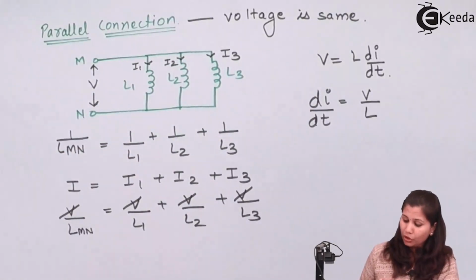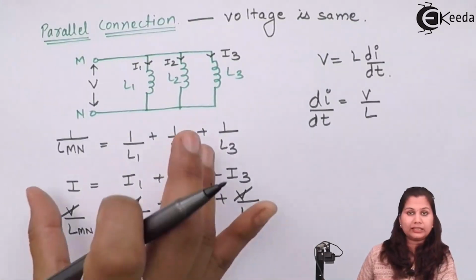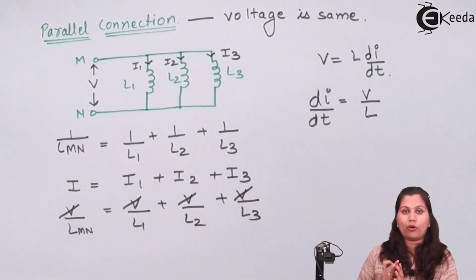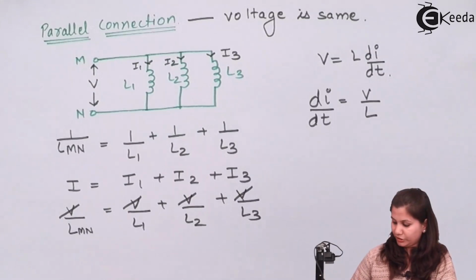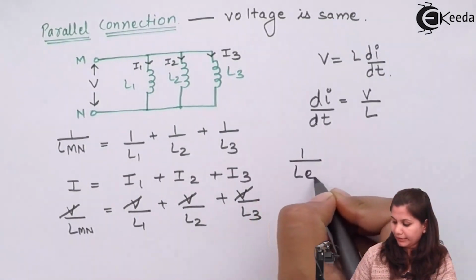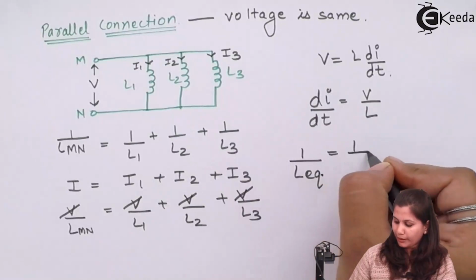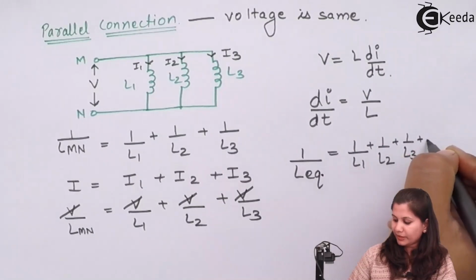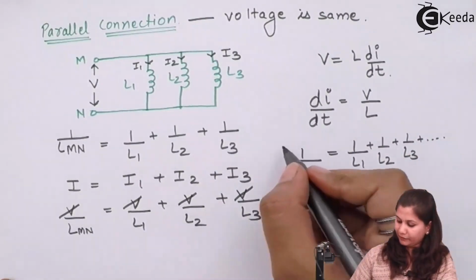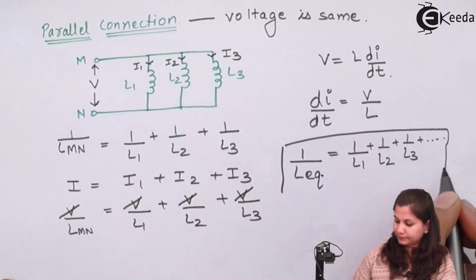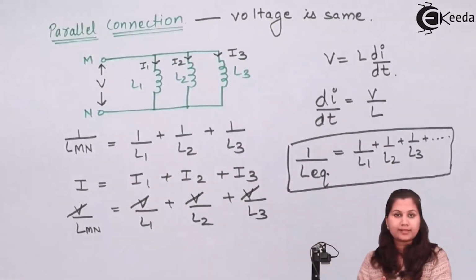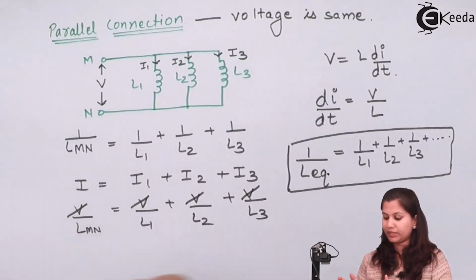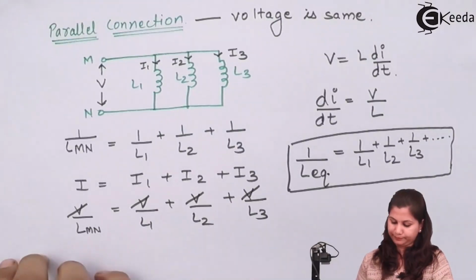So from this equation, we can conclude that if we want to find the equivalent inductance of inductors connected in parallel with each other, then it is given by 1 upon L equivalent equals 1 upon L1 plus 1 upon L2 plus 1 upon L3, and in this way all the inductance values are given. So this is how the series and the parallel combination of inductors is solved by using the equivalent equations.